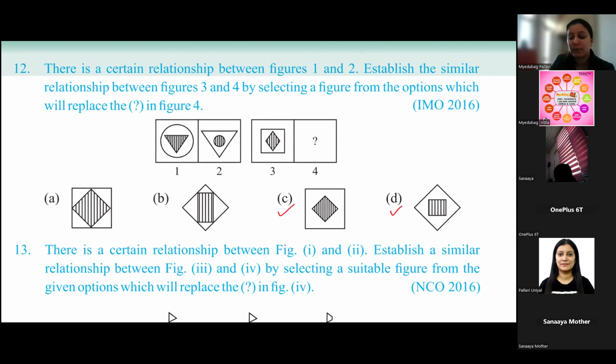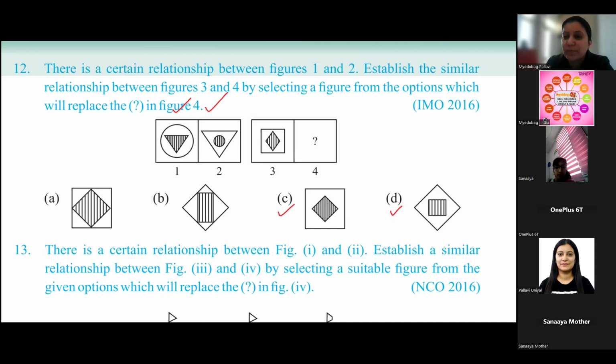देखो first में क्या देखा? What is the relationship between 1 and 2? Now Sanaya, will you tell me? First of all, there was a circle outside in the first one, and then in the second one, inside one became circle, and in the first one, inside one was type of a cone. Yeah, triangle, we can say inverted triangle. And the triangle was outside of the second one. Yes, correct. Same thing.